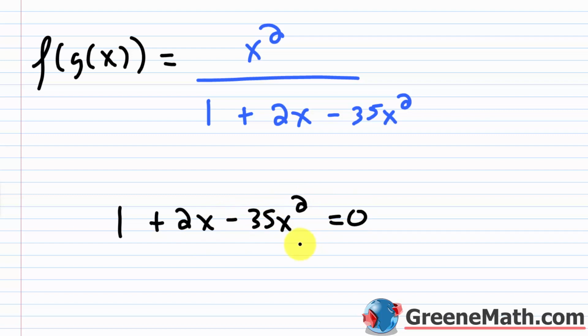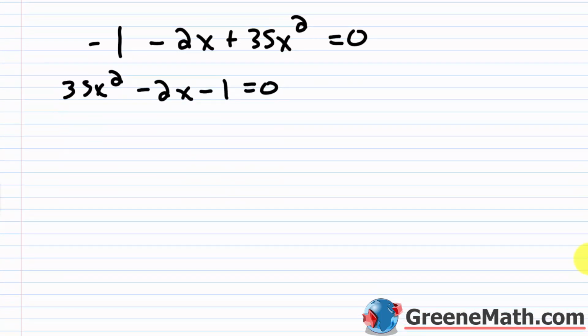To make this easier, to put it in a format that we're used to, go ahead and divide everything by -1. That's just going to change the sign of everything. So this would be minus, this will be minus, this will be plus. It has no effect on 0, right? So we would have 35x squared minus 2x minus 1 equals 0. You can factor this if you want to, or you can solve it with the quadratic formula, whatever you want to do. It's going to factor.